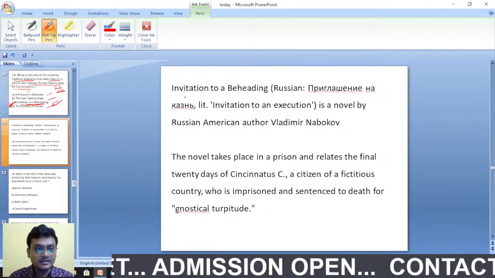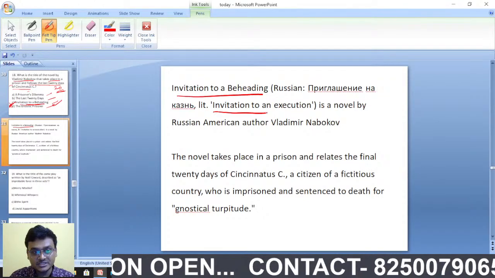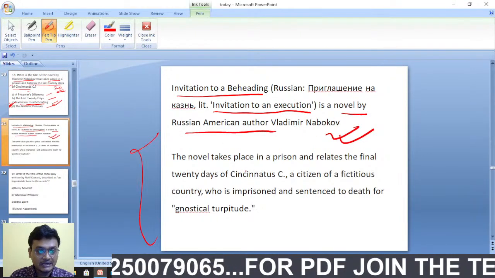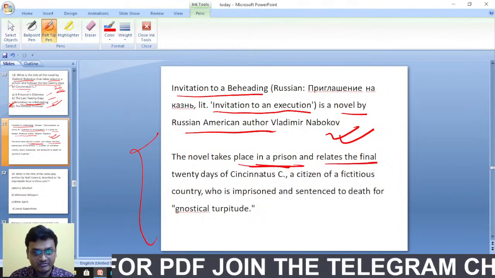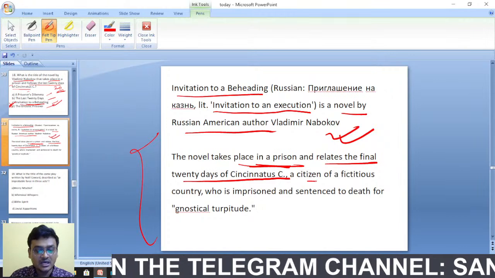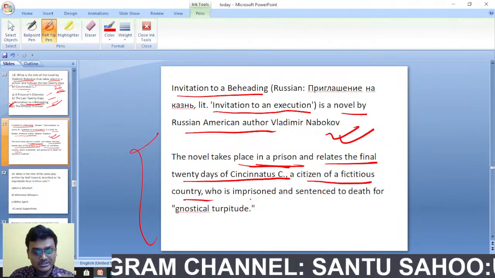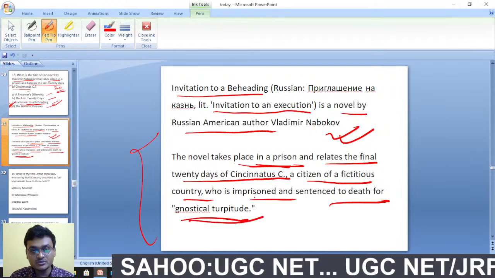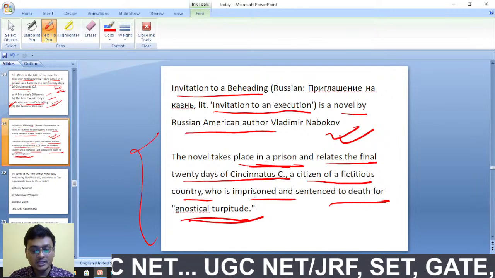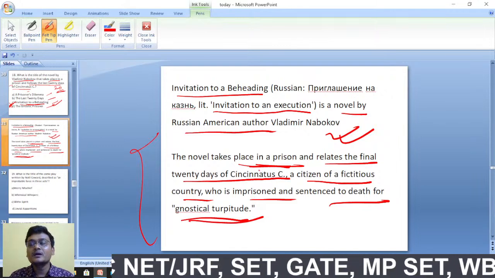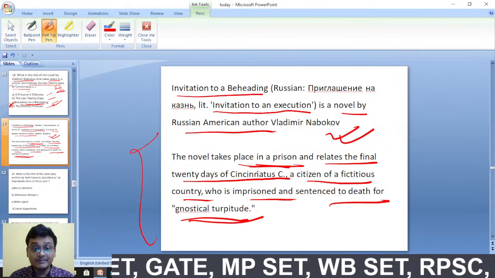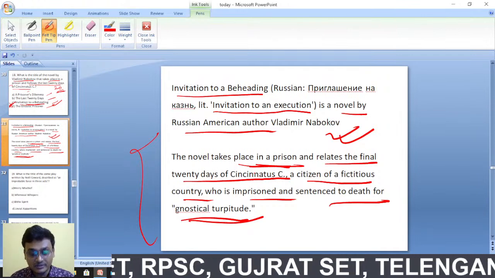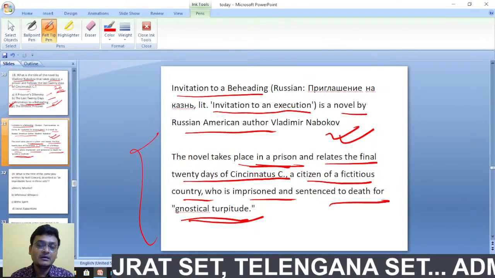Invitation to a Beheading, that is, invitation to an execution, is a novel by the Russian American author Vladimir Nabokov. This novel takes place in a prison and relates the final 20 days of Cincinnatus C, a citizen of a fictitious country who is imprisoned and sentenced to death for gnostical turpitude. Now, what is gnostical turpitude? The borderline between illusion and reality is being faded, or blurred.